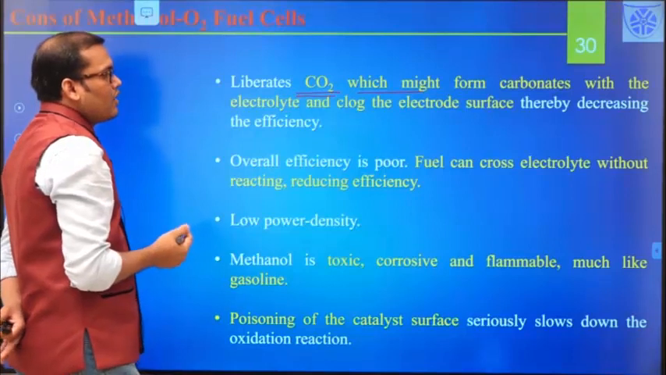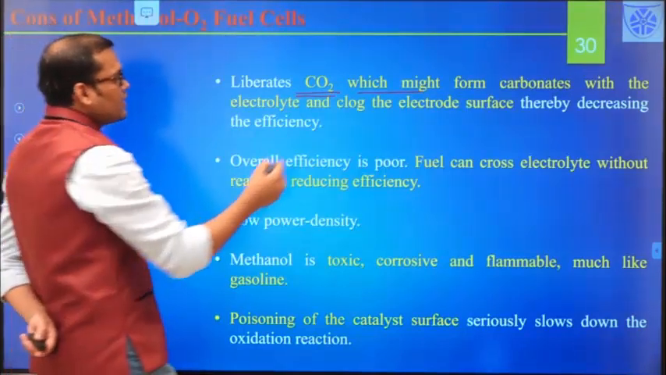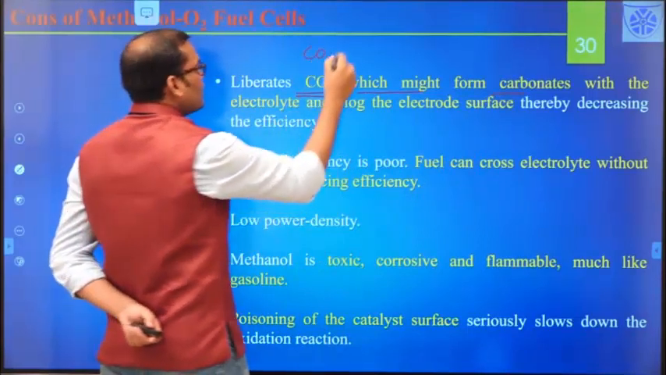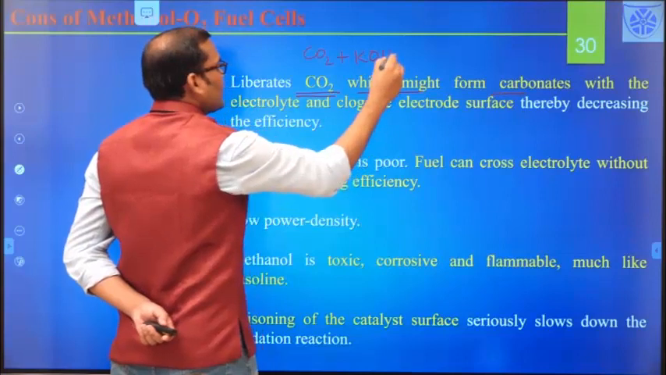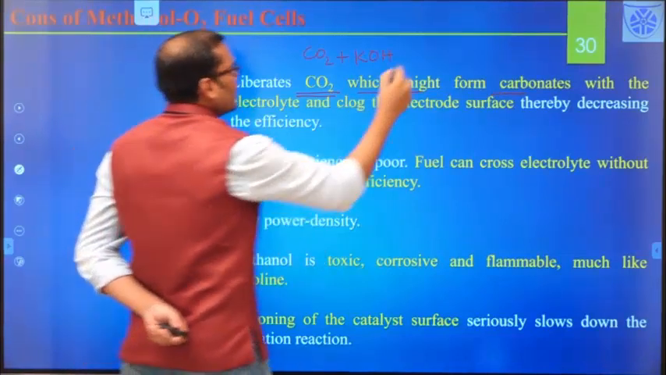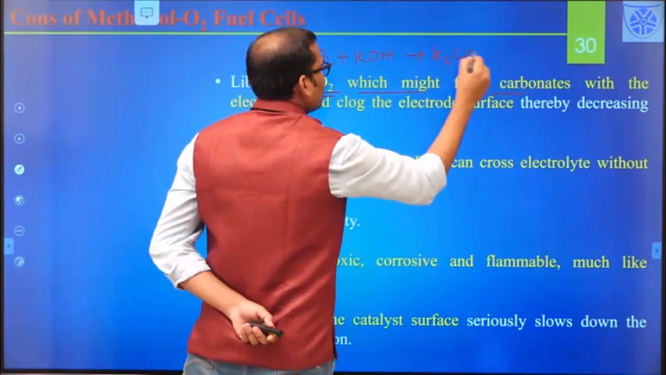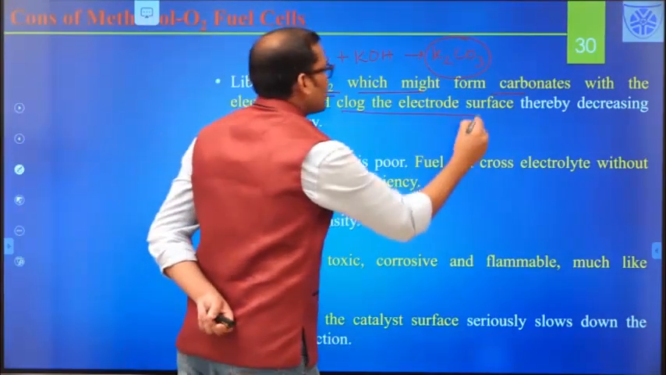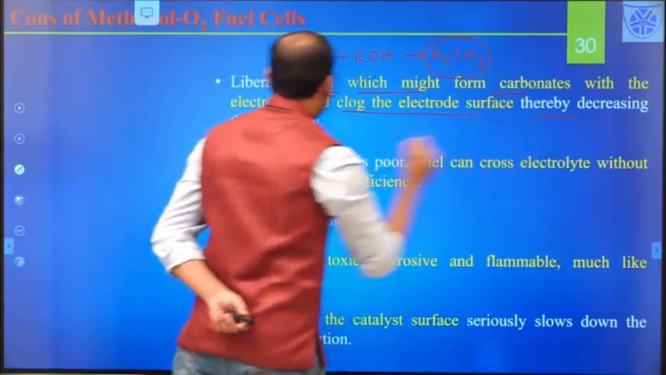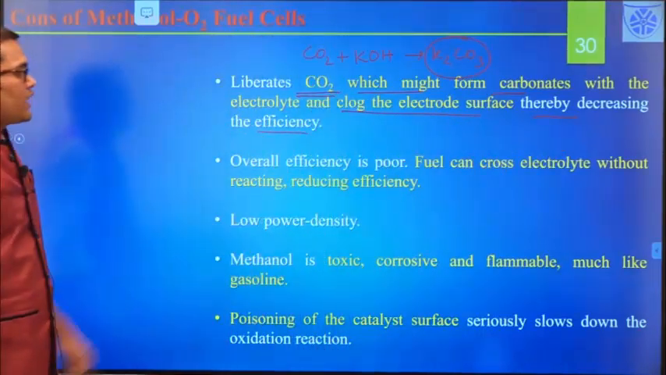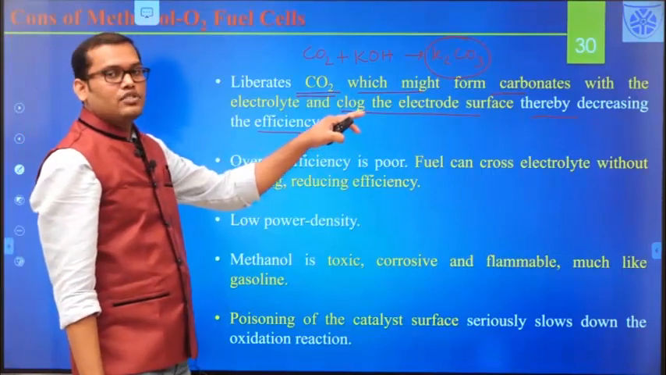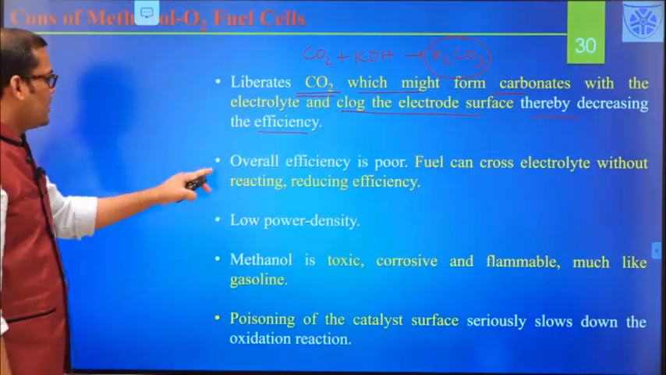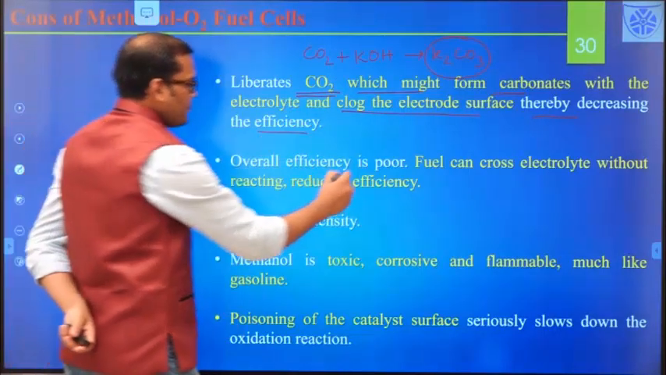Another intricacy is that it forms carbonate. Basically, if you are forming carbon dioxide as a product and using an aqueous alkaline electrolyte, it will form potassium carbonate. This potassium carbonate will clog the electrolyte surface, and thereby decrease the efficiency. That means the effectivity of the catalyst will be decreased because of the clogging of this carbonate. That is one of the biggest disadvantages, and the overall efficiency is very poor, right?